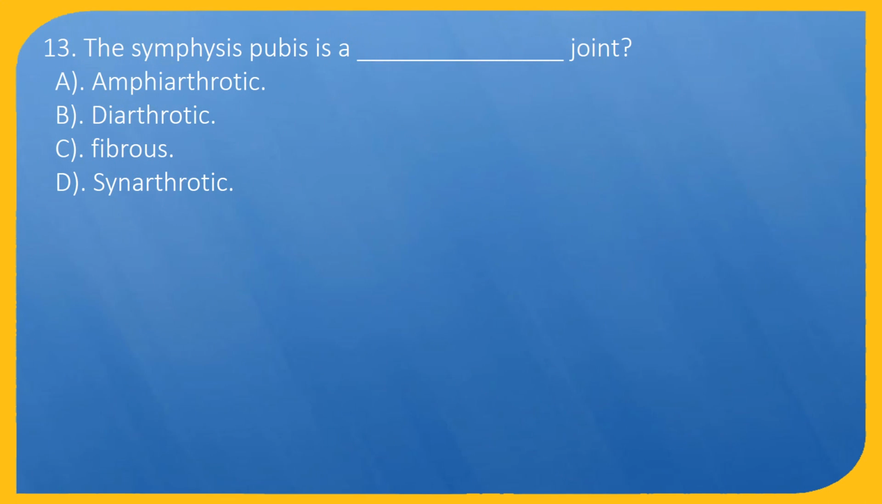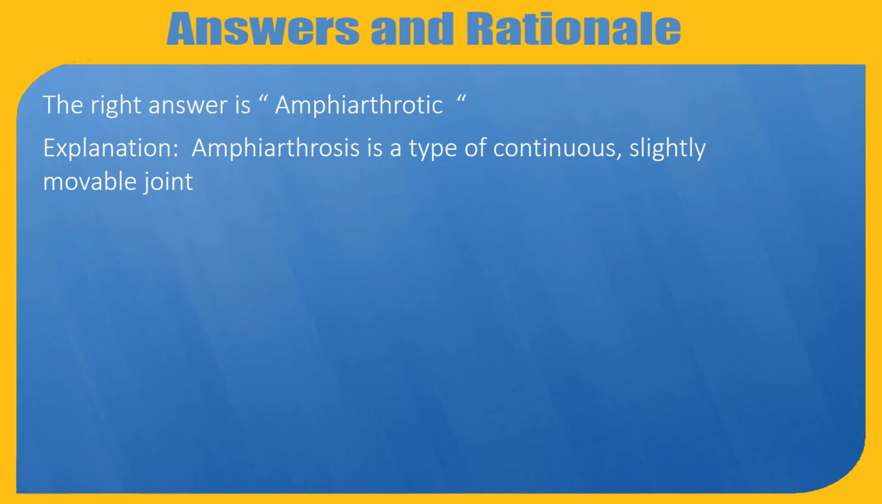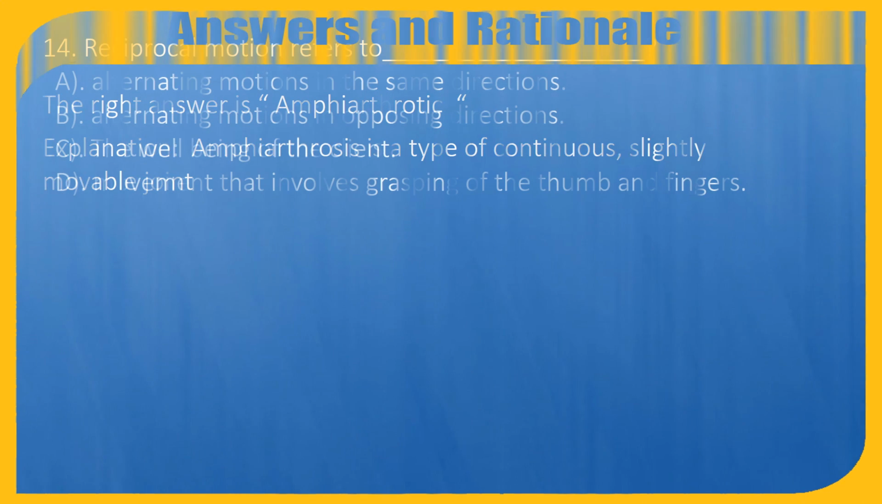Question 13. The symphysis pubis is a blank joint? A. Amphiarthrotic. B. Diarthrotic. C. Fibrous. D. Synarthrotic. The right answer is amphiarthrotic. Explanation: amphiarthrosis is a type of continuous, slightly movable joint.